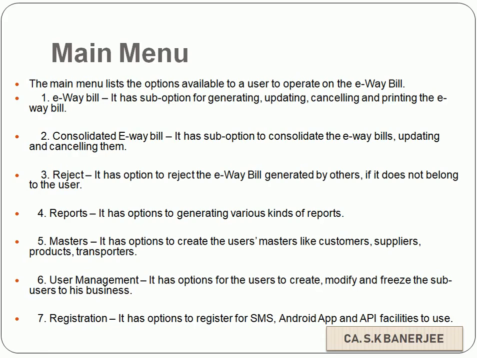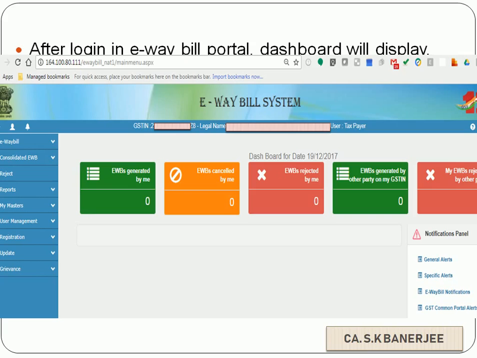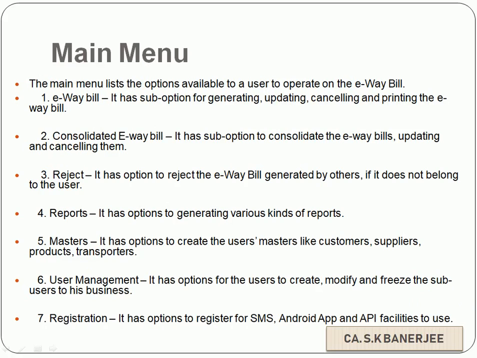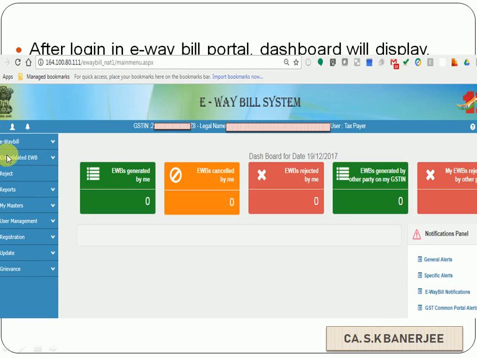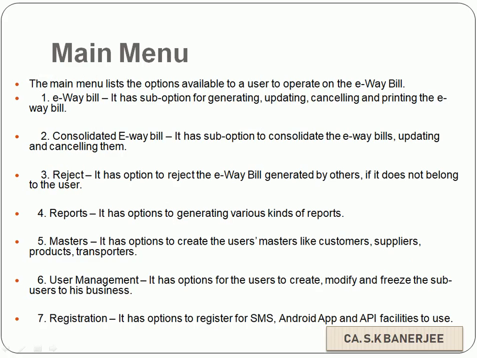Now how will you do it? The main menu consists of e-way bills. In this e-way bill tab, you can generate, update, cancel and print e-way bills. The next tab is consolidated e-way bills. Here you have the option to consolidate e-way bills, update and cancel them. So you can consolidate numerous e-way bills into one e-way bill.